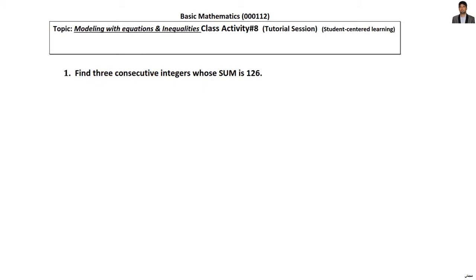How many numbers? 3. So we suppose the first number is x. Second number is x plus 1. Why plus 1? Because the difference between the integers is 1. And the number which comes after the second integer will be x plus 2. How? We add 1 in it. x plus 1 will give us x plus 2. So we have supposed three numbers.